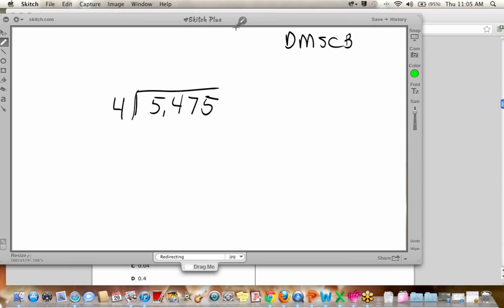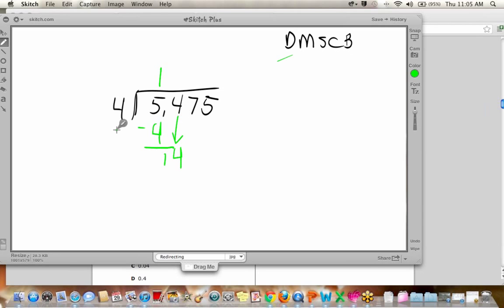Perfect. Okay, so my first step is to divide. Will, how many groups of 4 fit into 5? 1. Perfect. Second step is to multiply. So 1 times 4 is 4. Third step is to subtract. 5 minus 4 is 1. Now, my step that a lot of people skip, but it is really important, is to check. And to check to make sure that this number is smaller than my divisor. And it is. So I'm able to bring down.